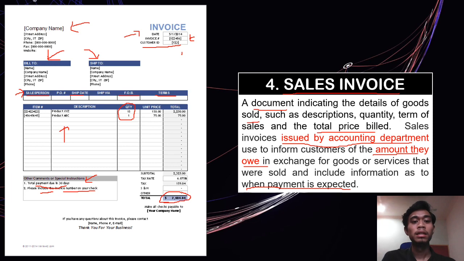Bila dah check dan pack, the shipping department will issue the good delivery note and give it to the customer to inform the customer that the goods have been shipped. Then the sale order and good delivery note go to the accounting department to issue the sale invoice, to state how much amount the customer owes and when the payment is expected. So those are the only 4 documents that I have to explain.